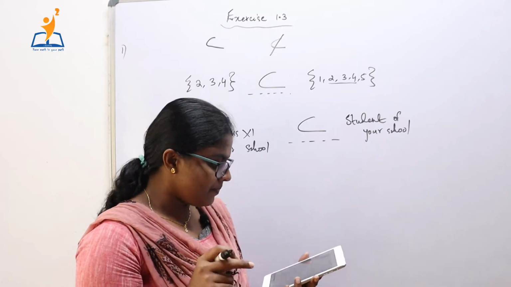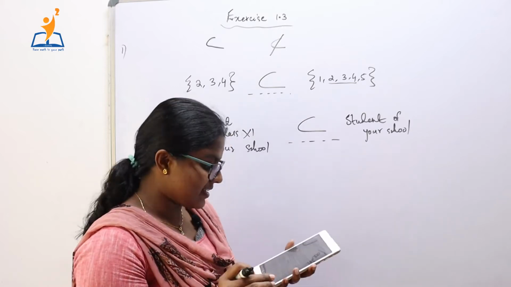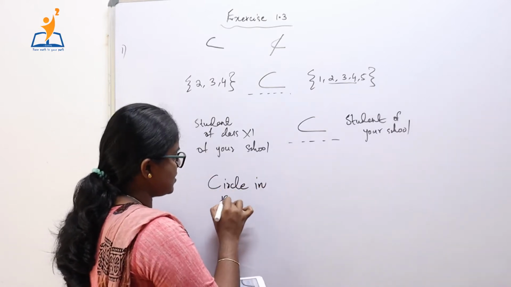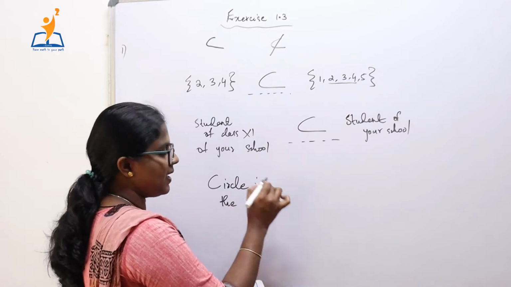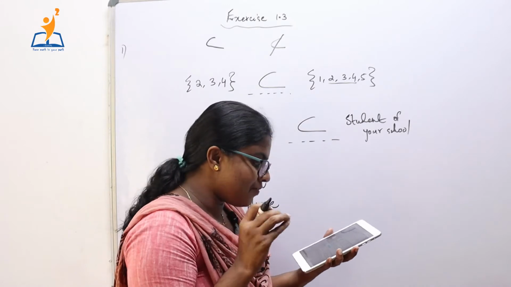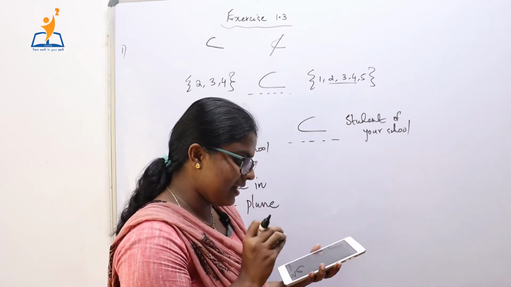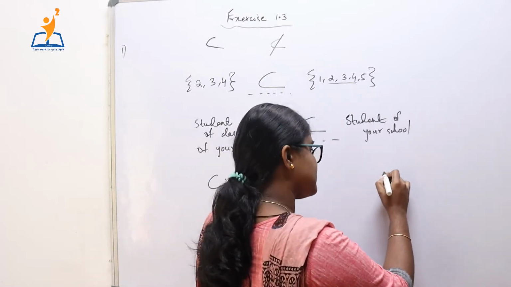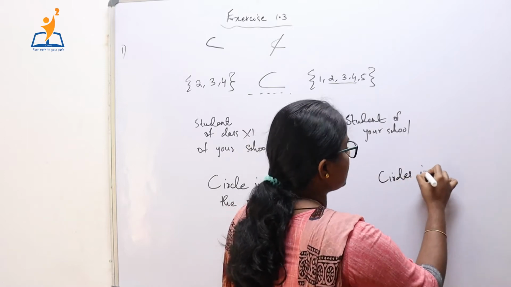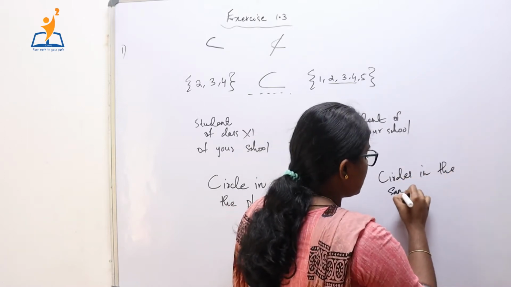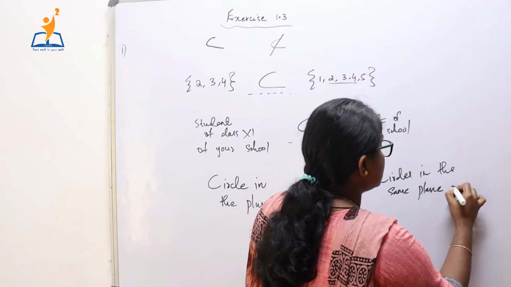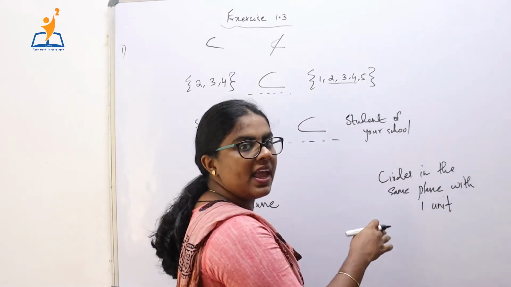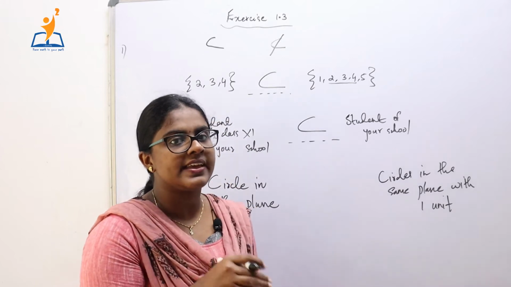Moving on to the next question, we have the set of all x such that x is a circle in the plane. We have the set of circles in a plane. Now here we have the set of all x such that x is a circle in the same plane with a radius of 1 unit. These are circles in the same plane, but with one more condition: only the circles with a radius of 1 unit.